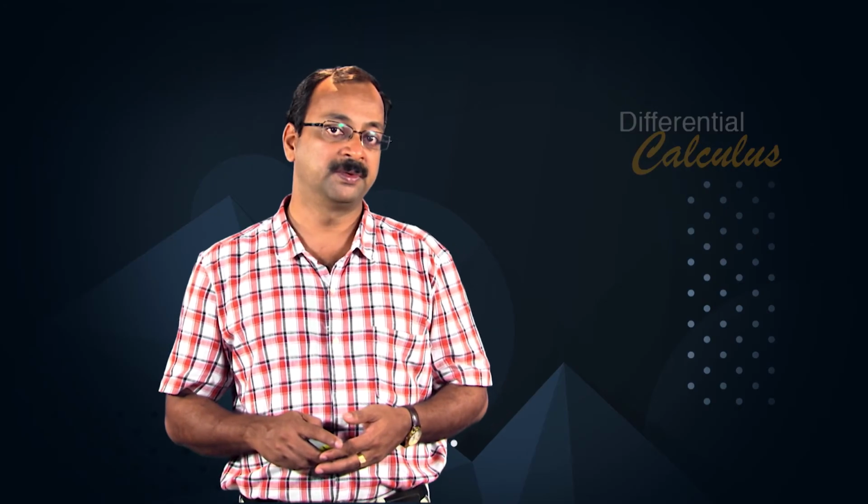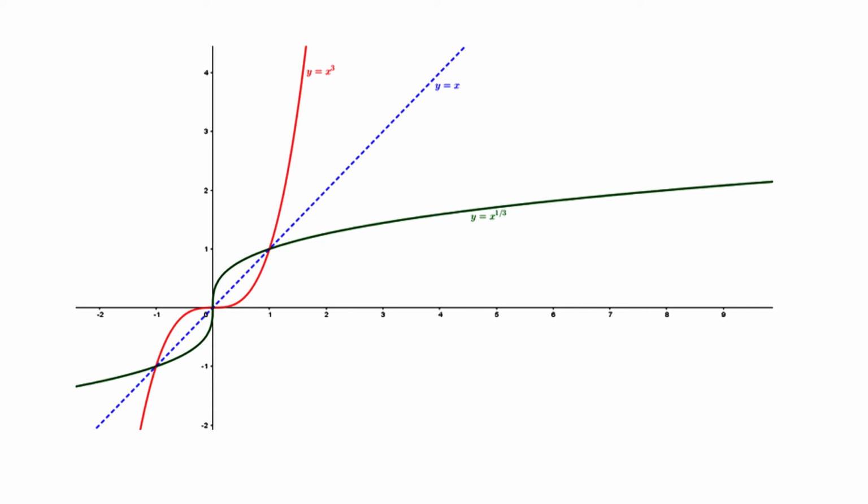As another example, the graph of the function y equals x cubed and its inverse y equals x to the power 1/3 are shown in the figure. They are the reflections of one another about the line y equals x.